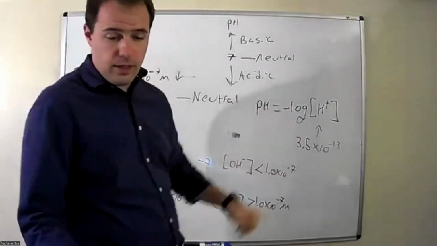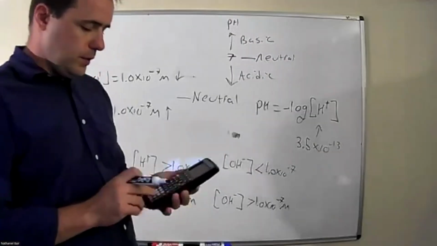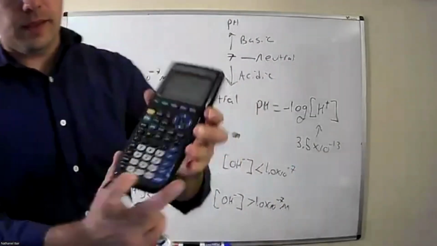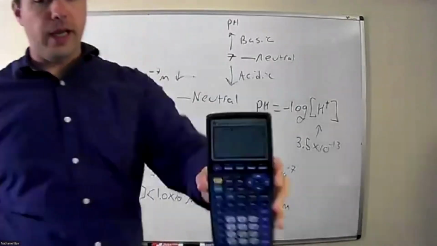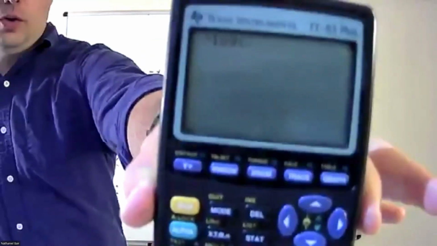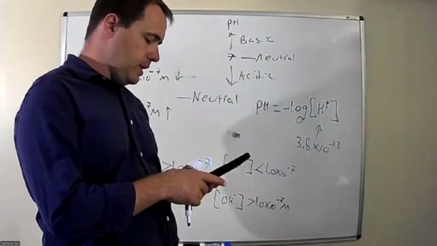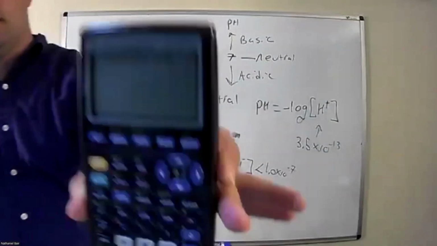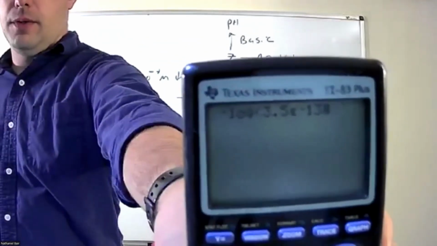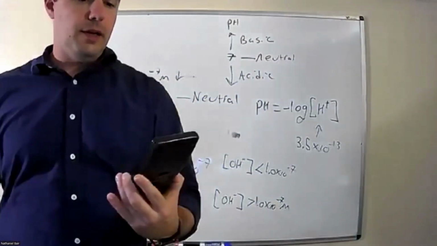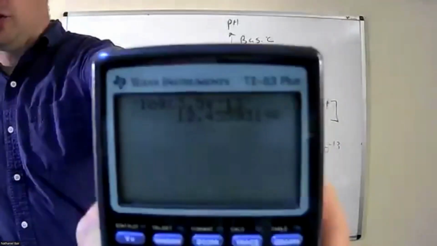So you're going to do negative. On your calculator, you want to do negative, not the subtraction sign. Well, it's the TI-83. Obviously, it's down there by the decimal. Negative. Then you want to hit log, not natural log. No, no, no, no. Regular old log. And then I do 3.5 e negative 13. So I'm popping it in there like that. 3.5 e negative 13. That's how I put it in there. And I get 12.46.